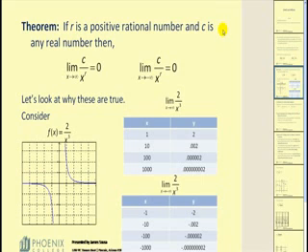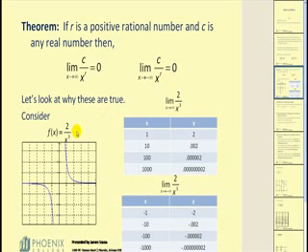If r is a positive rational number and c is any real number, then the limit as x approaches infinity of c divided by x to the power of r is equal to 0, and the limit as x approaches negative infinity of c divided by x to the power of r is equal to 0. Essentially what's happening here, we have a fixed numerator and an increasing denominator that will approach 0, or if we have a fixed numerator and a decreasing denominator, that will also approach 0. Let's take a look at why these are true.